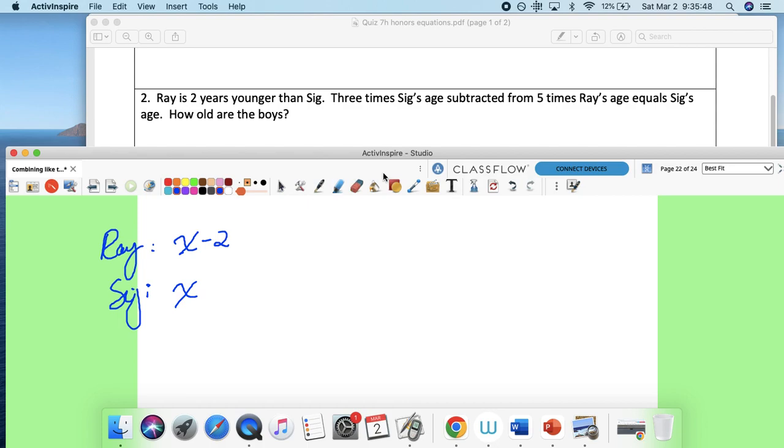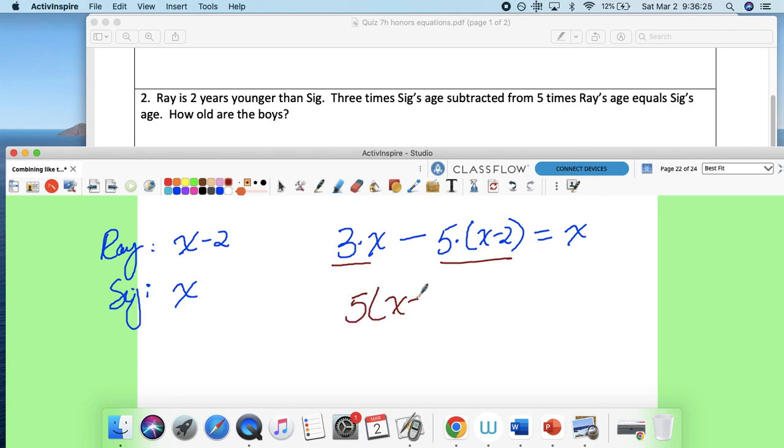Okay, so let's just follow that piece by piece. 3 times Sig's age, which is x, subtracted from 5 times Ray's age, which is x minus 2 in parentheses, right? Because it's made up of 2 terms. Equals Sig's age equals x. There you go. If you translate it step by step, part by part of the sentence, then you have really no issues. And the one thing we have to be careful about here is the words subtracted from, so I'm going to make sure to change the order of these 2 terms. So instead, it's going to be 5 times x minus 2 minus 3x equals x.